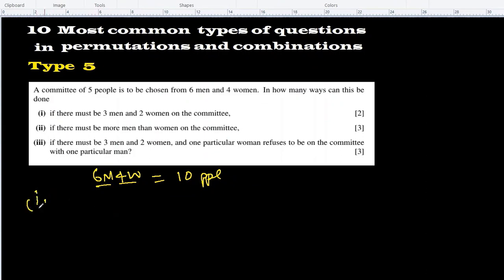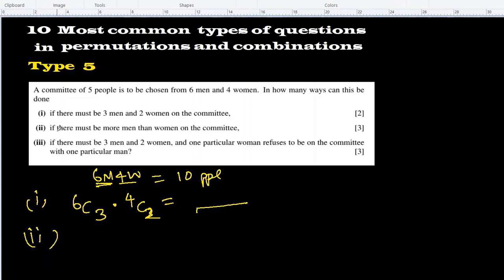The first one says if there must be 3 men and 2 women in the committee. So 3 plus 2 is 5, that makes sense. So we have to select 3 men out of 6 men, so it will become 6C3. Now it's independent to select 2 women from 4 women, so we'll multiply this with the previous one. So 4C2, and whatever answer that gives you, that is the answer of part 1. 2 marks for this.